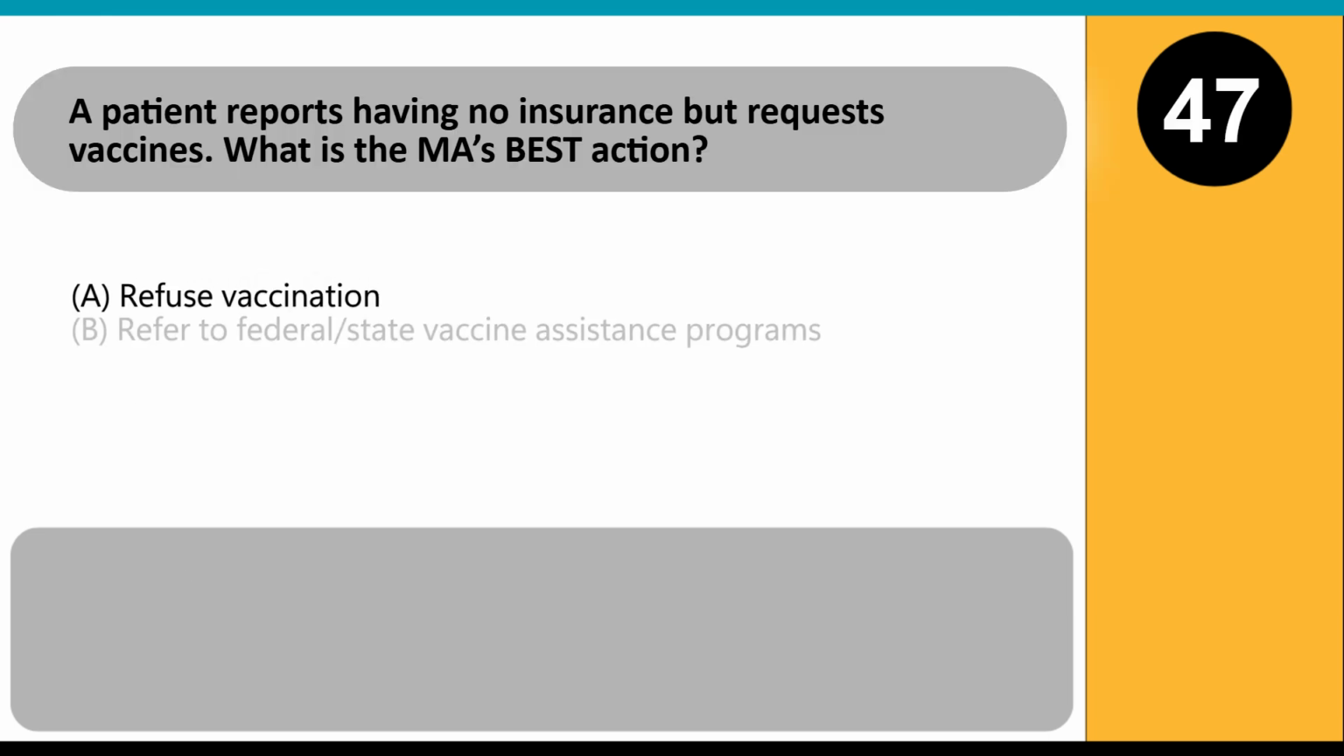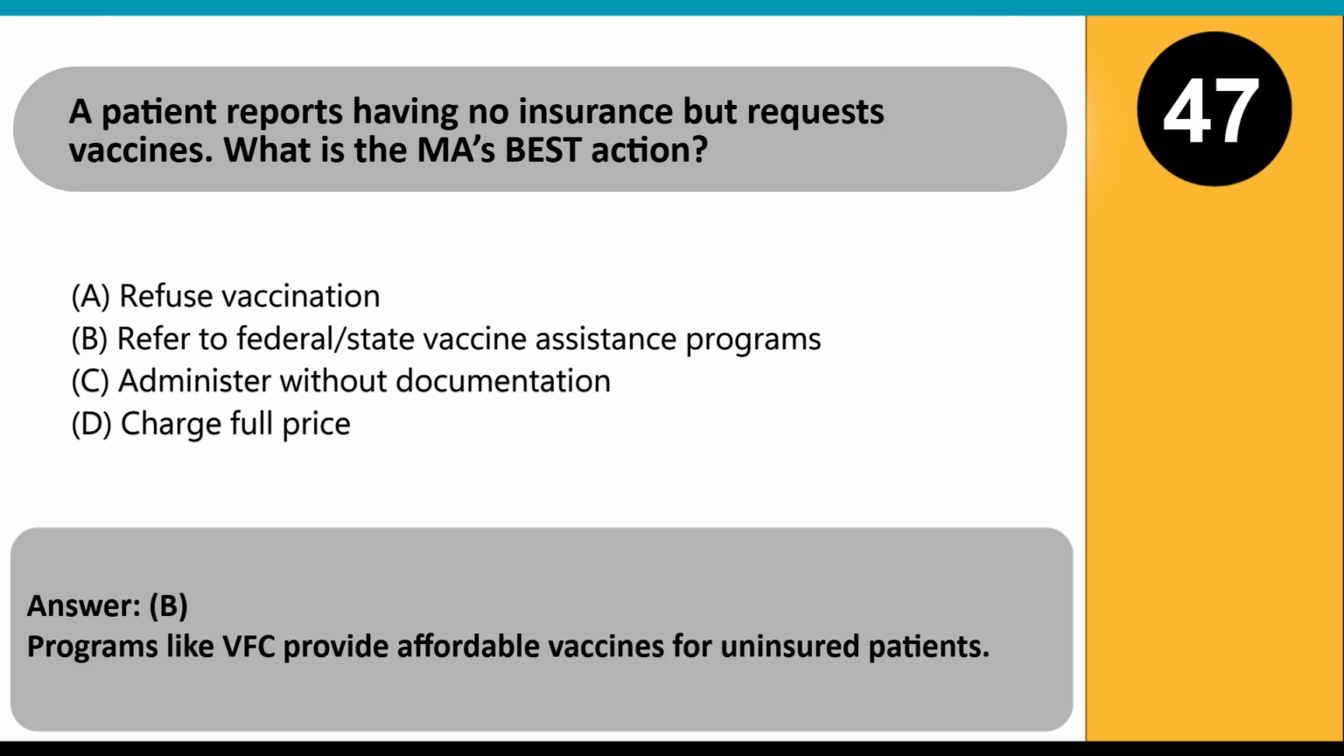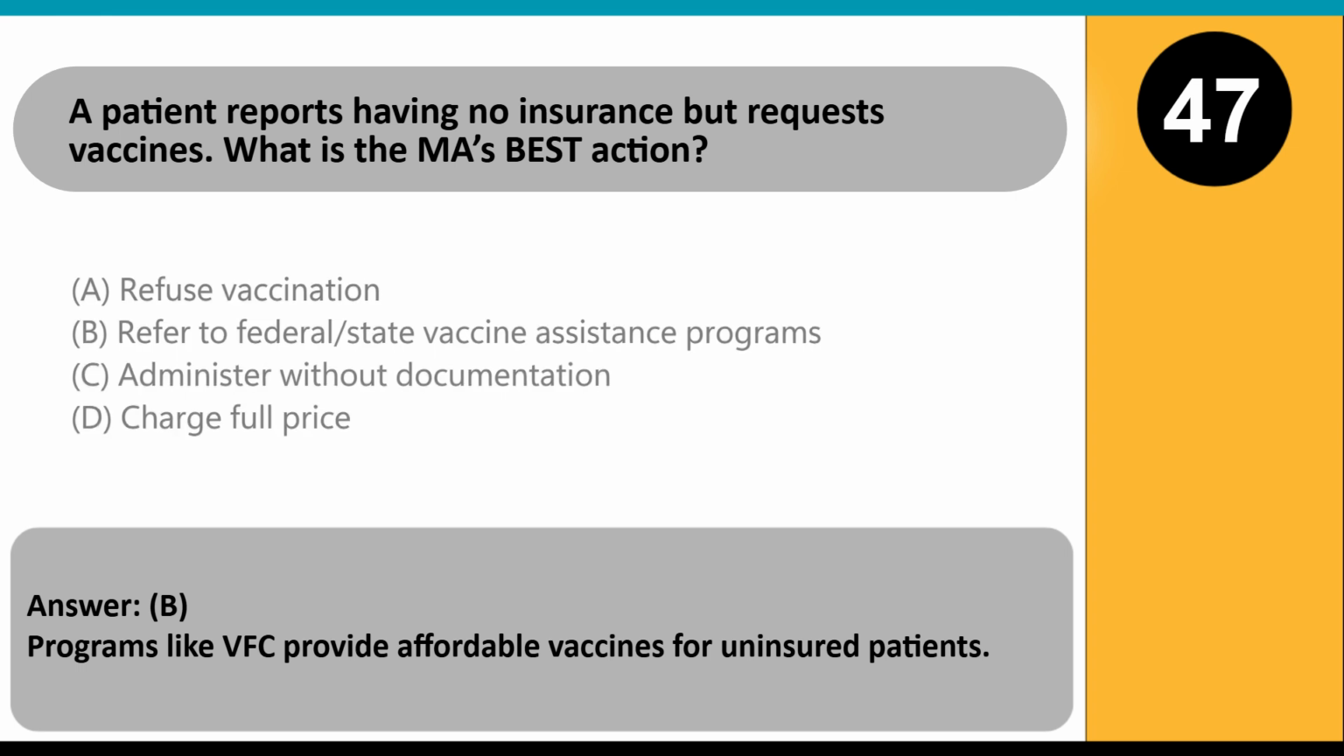A patient reports having no insurance but requests vaccines. What is the MA's best action? A. Refuse vaccination. B. Refer to federal state vaccine assistance programs. C. Administer without documentation. D. Charge full price. Answer: B. Programs like VFC provide affordable vaccines for uninsured patients.